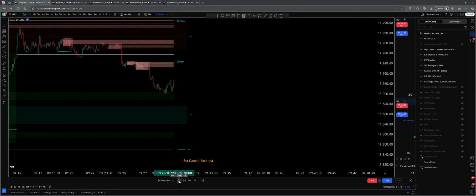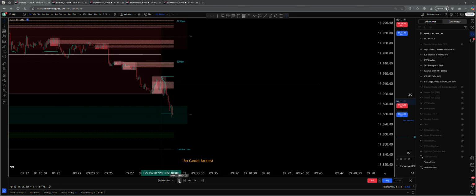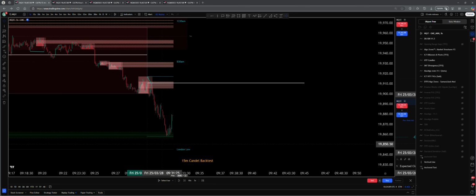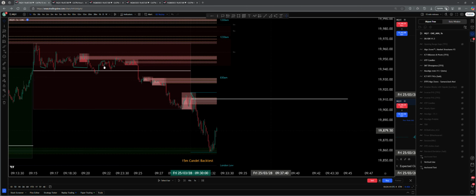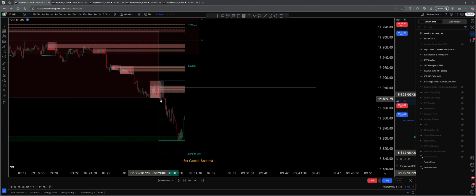Okay, so I'm going to start. Here is open. Going to replay. There is the breach. 15-minute. Let me just show you here. So I got the 15-minute candle highlighted, but I'm on the 5-second chart. So we made our breach. Now we are looking for a break of structure to head back up to the 15-minute open.